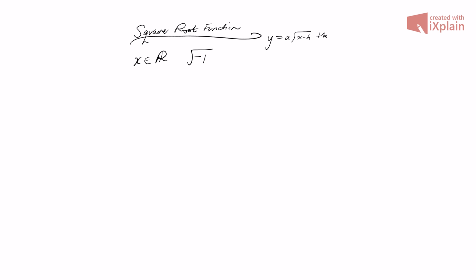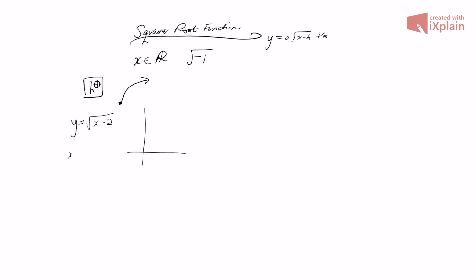Okay, let's look at the first situation where h is positive. Now, when h is positive, it means that our function is going to have a general form where it moves to the right. Okay, let's just see how that works. So let's have a really simple example where y equals square root of x minus 2. So let's just do a rough sketch of what that's going to look like.